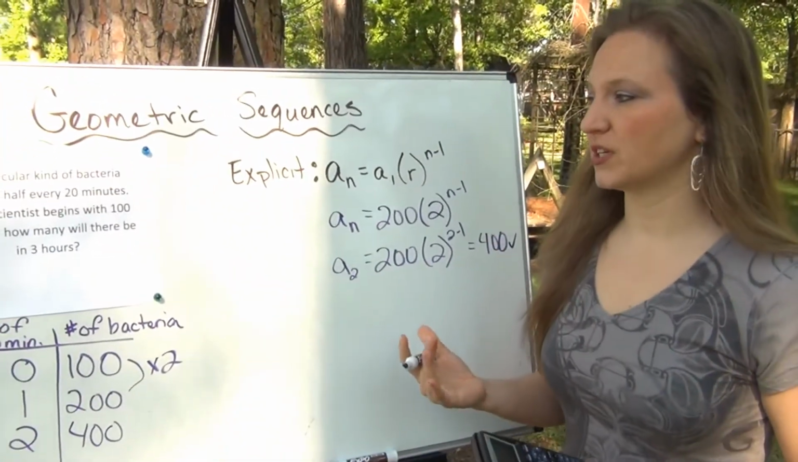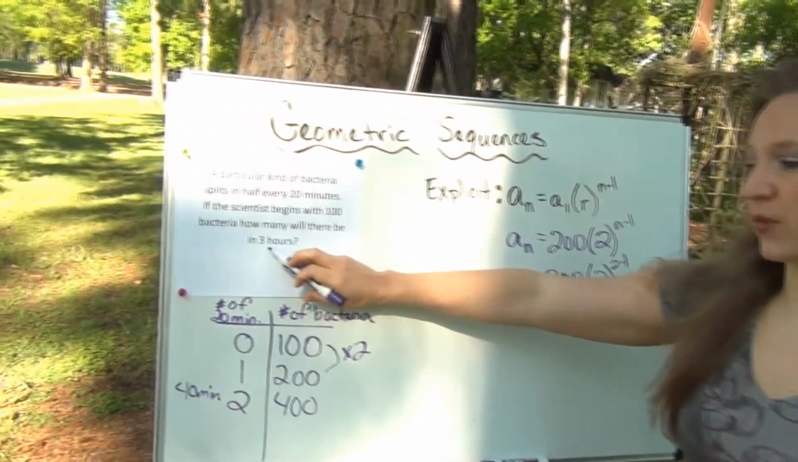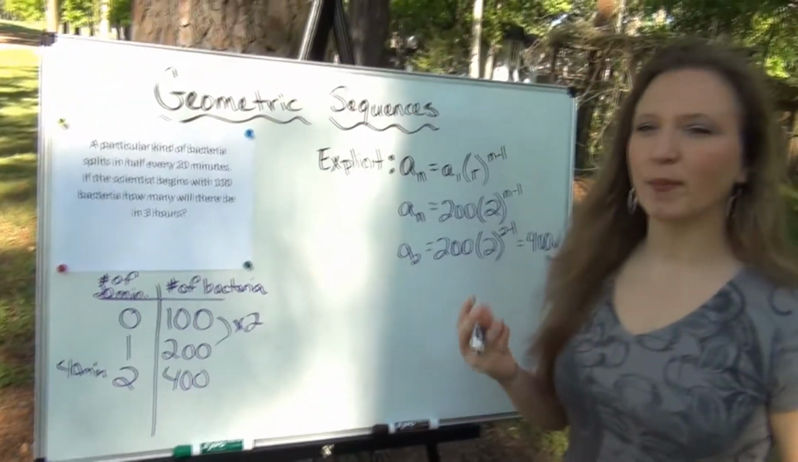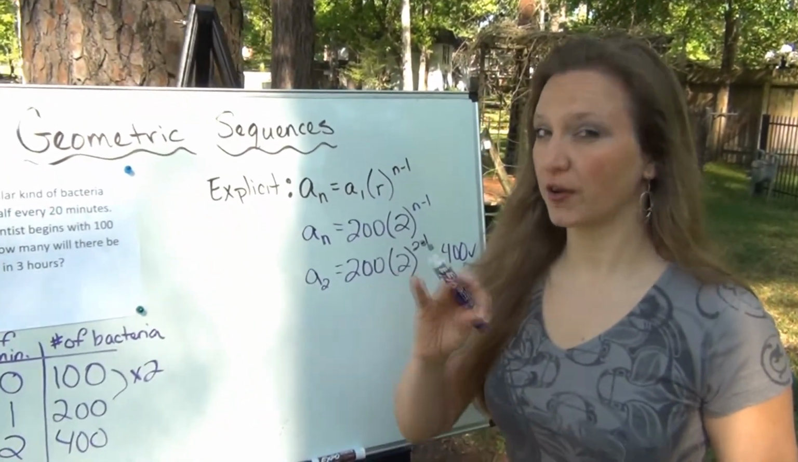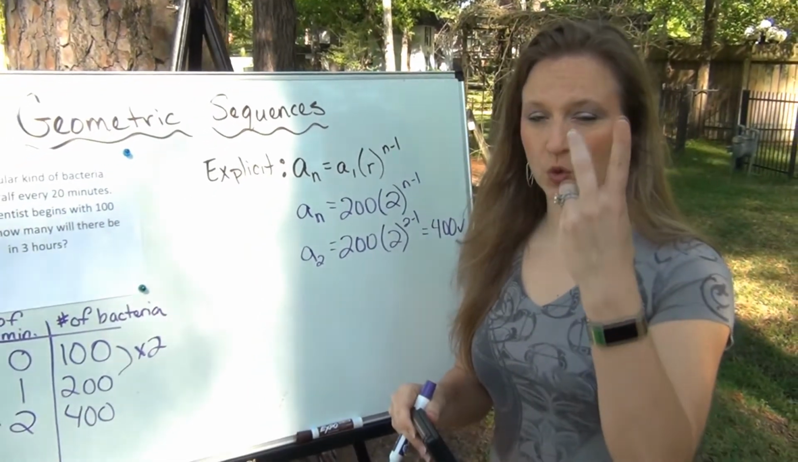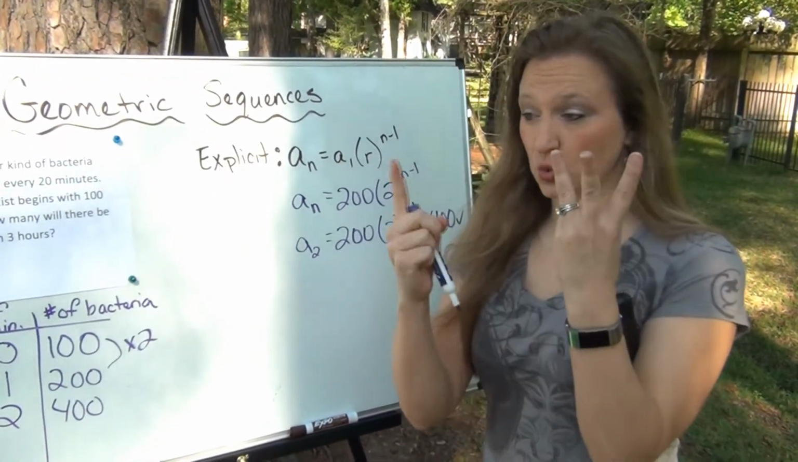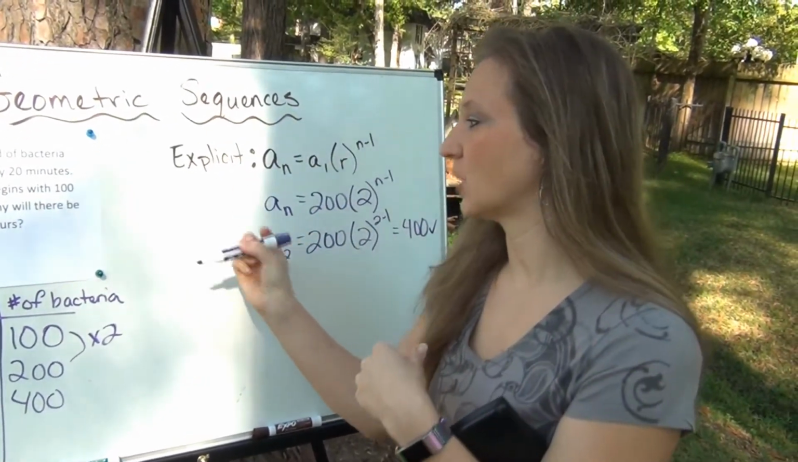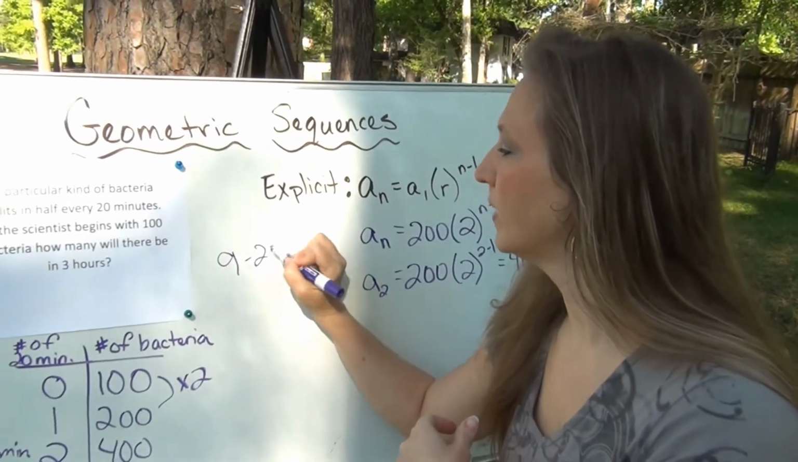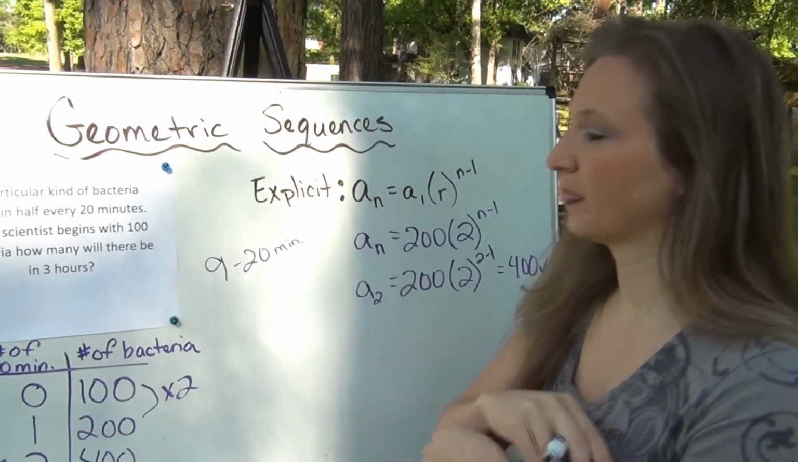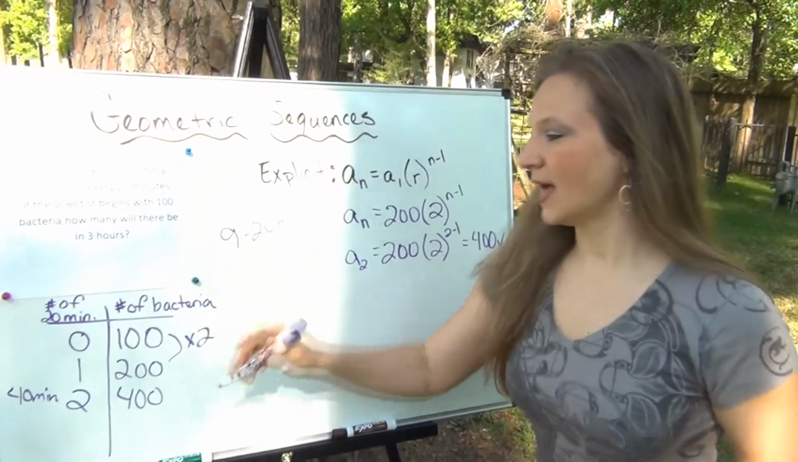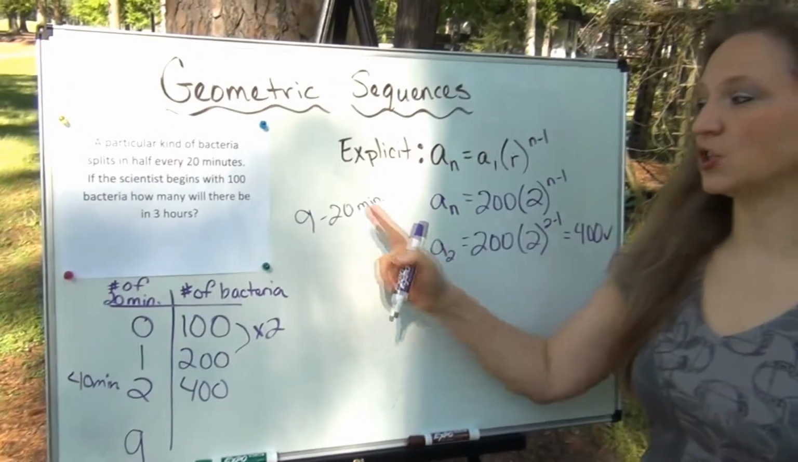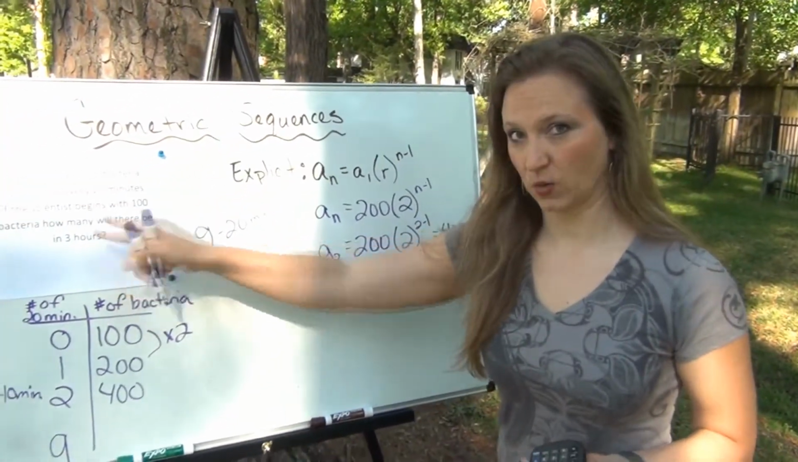Now we can use this to make our prediction. If we want to see 3 hours, remember these are 20-minute chunks. So what I want to ask is how many 20-minute chunks are in 3 hours? Well, 20, 40, 60, there's 1 hour. 20, 40, 60, there's 2 hours. And so the third hour. So that means that there are 9 20-minute segments in 3 hours. So 9 is actually the number I want to plug in.